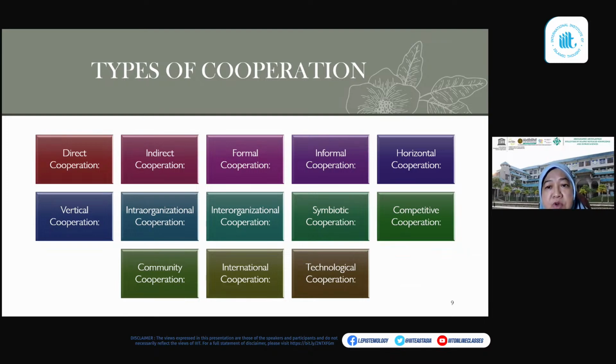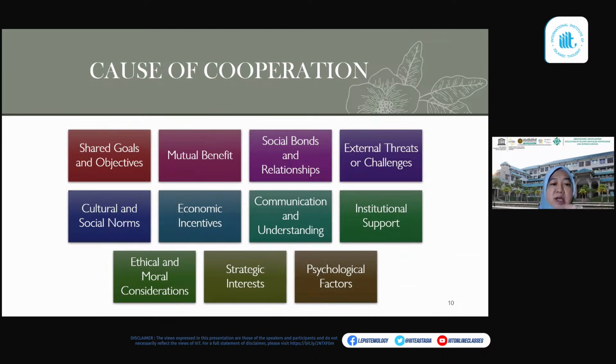What are the causes of cooperation? There are many causes of cooperation. I highlight 11 of them, but there are many more. Cooperation can arise from various causes, but basically it stems from the need or the desire to achieve common goals. Number one, to achieve common goals. Number two, to address shared challenges. How can we encounter the challenges? And number three is for the benefit of all. I see these are the three important ones, but there are also other causes, which I can of course briefly share with you.